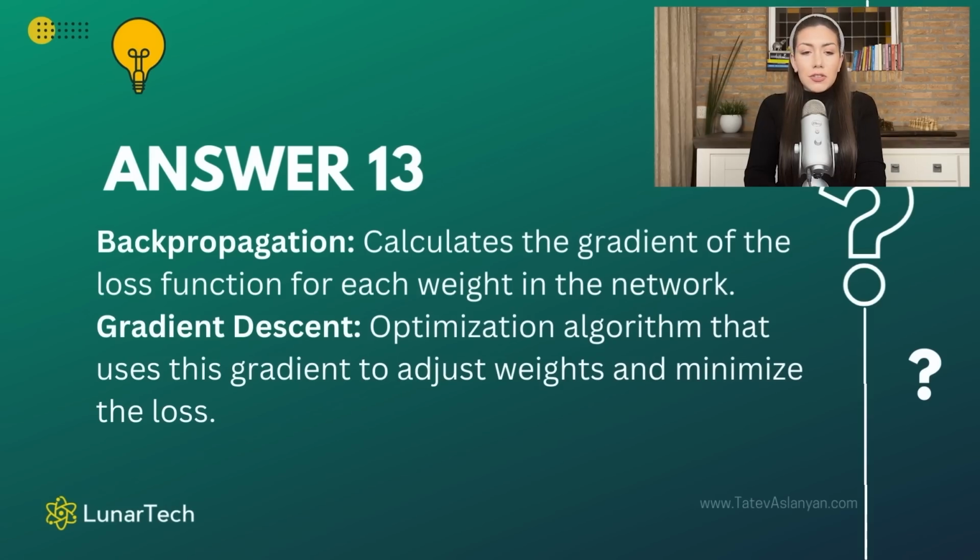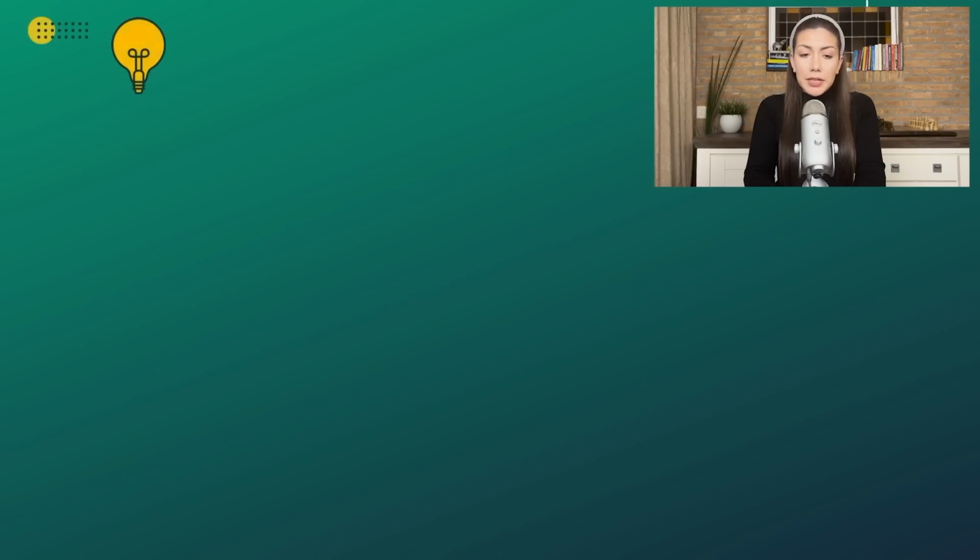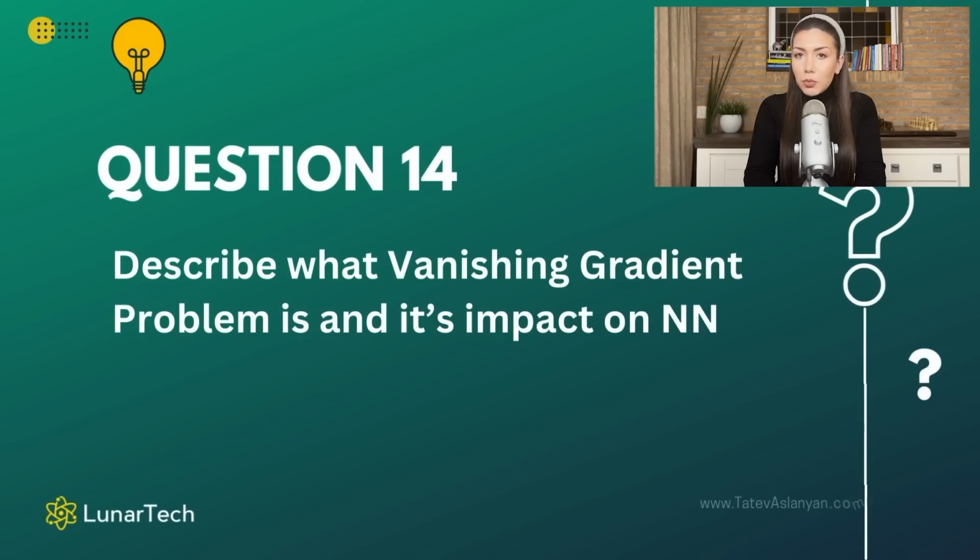The next question is: describe what the vanishing gradient problem is and its impact on neural networks. So vanishing gradients happens when the gradients of a network, so the loss function with respect to the model parameters such as weights and the bias parameters, become very small. And in some cases, they become entirely close to zero, which means they start to vanish as they propagate back through very deep layers to the earlier layers.